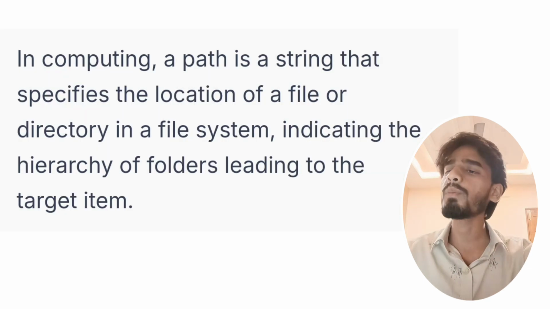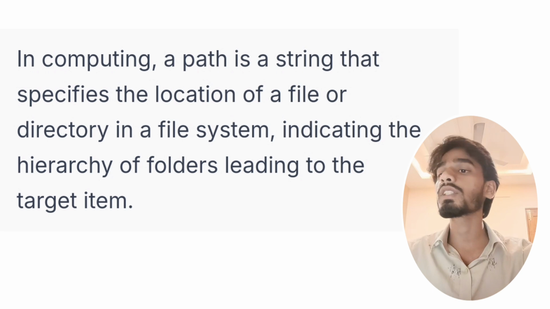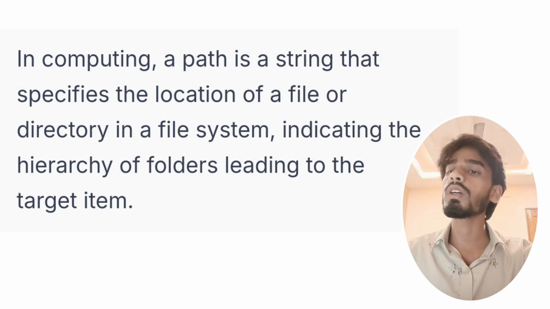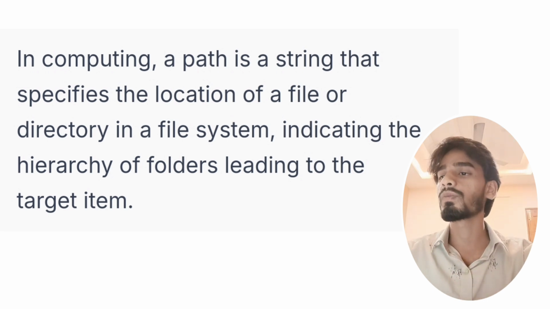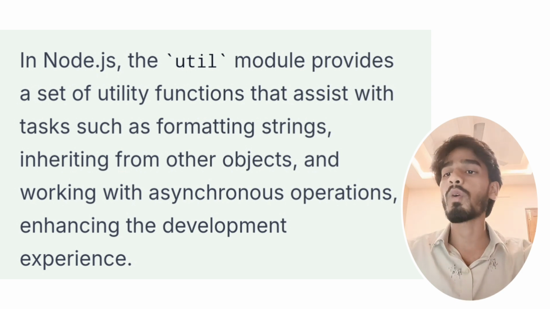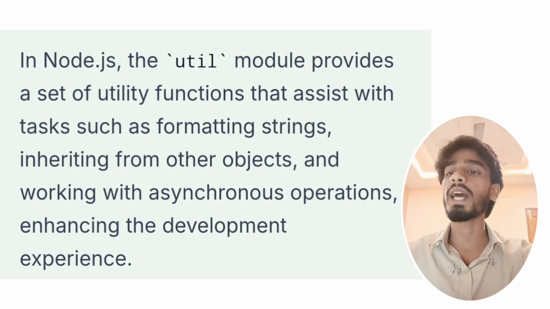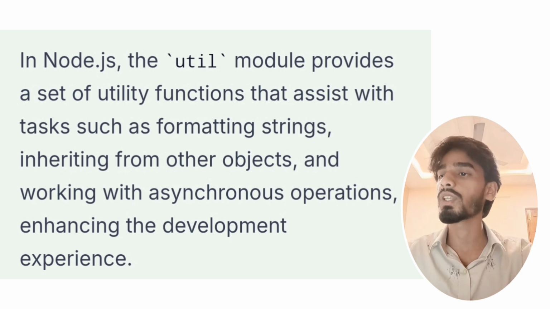Path. In computing, a path is a string that specifies the location of a file or directory in a file system, indicating the hierarchy of folders leading to the target item. Util. In Node.js, the util module provides a set of utility functions that assist with tasks such as formatting strings, inheriting from other objects, and working with asynchronous operations, enhancing the development experience.